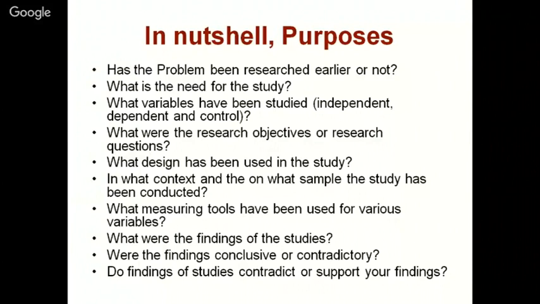Then research objective, what were the research objectives, what design, and what context and on what sample the study has been conducted, and what measuring tools have been used, what were the findings of the study, and were the findings conclusive or contradictory? Do findings of the study contradict or support your finding? So name any part of research. Each part of research is supported by the previous research which has been carried out in the field.